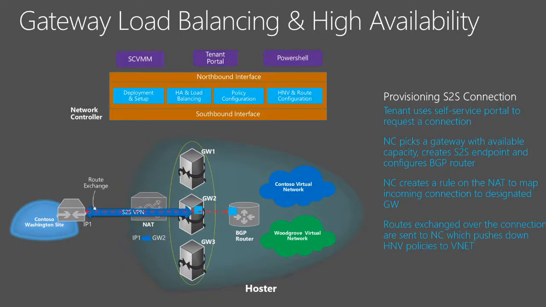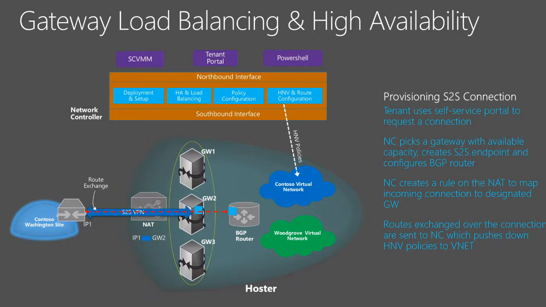Once that happens, the actual site-to-site connection gets set up, and then BGP peering starts between the BGP router or gateway on premises and the route reflector in the cloud. BGP does all the route calculation, and once it has the entire set of routes, it sends all those routes to the network controller. Based on that, the network controller determines what the HNB policies are and provisions the policies on the virtual network. After that, you can start routing traffic between on-premises and cloud. So this is how the provisioning of a site-to-site connection works.